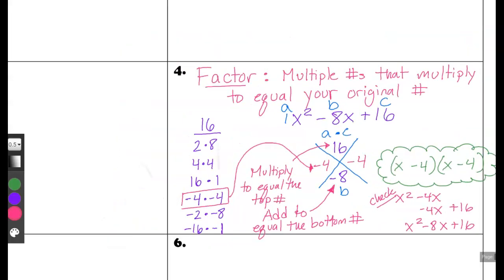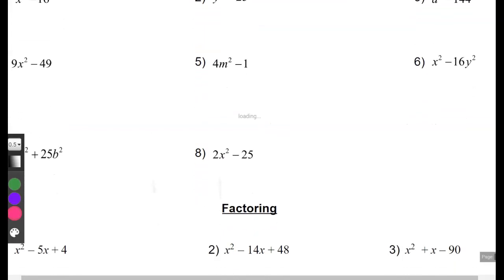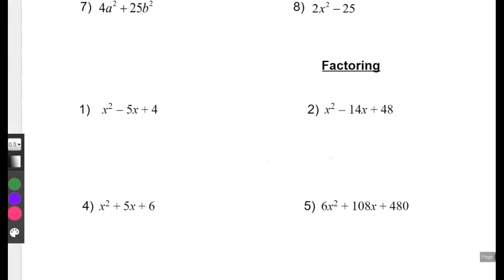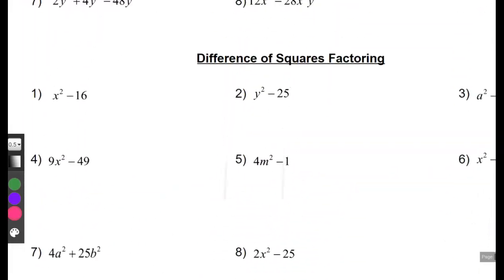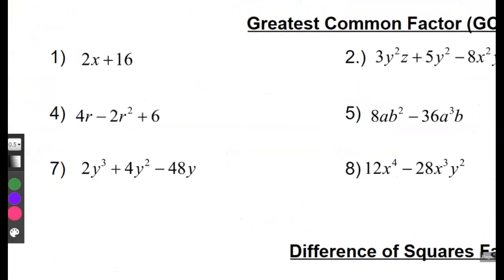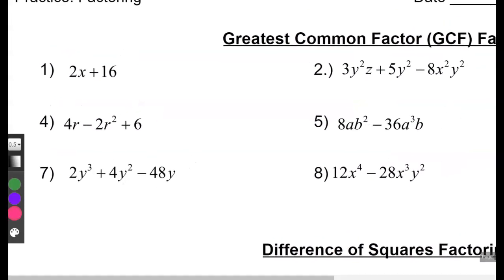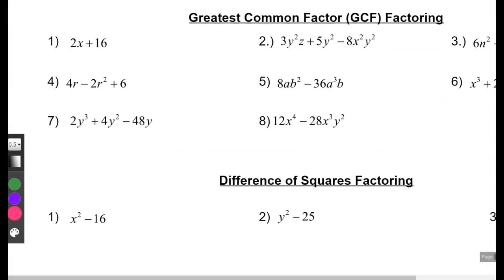All right, let's go back up to our notes. We'll give us a little break from factoring quadratics, and I want us to remember or recall what a GCF is, because sometimes we're going to have to pull out a GCF before we factor. What is a GCF?